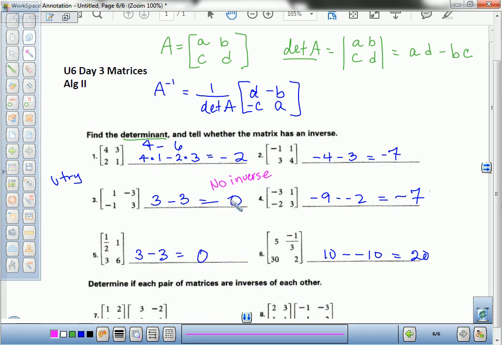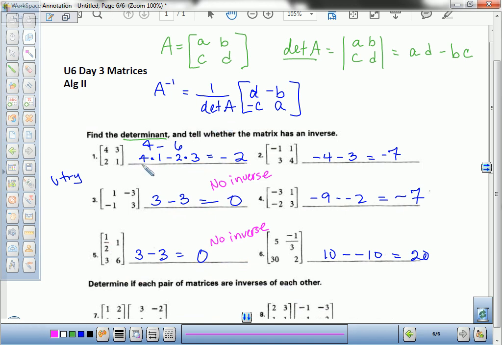So this one has a determinant of 0. This matrix has no inverse. This one has a determinant of 0. This matrix has no inverse. Okay? So if the determinant is 0, there is no inverse.